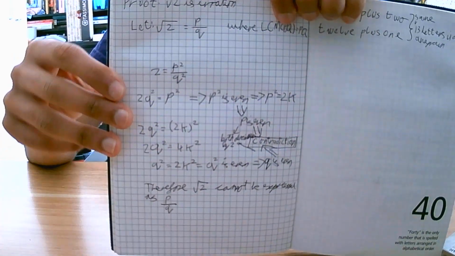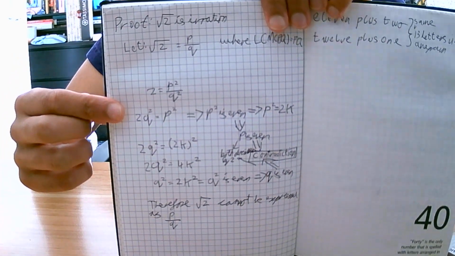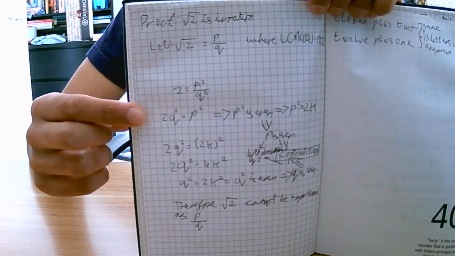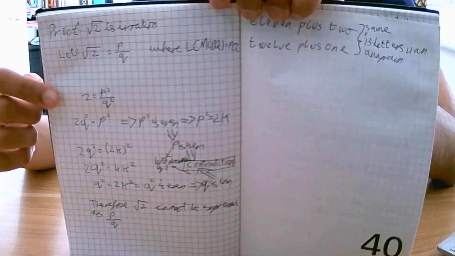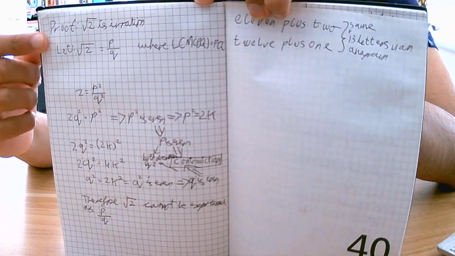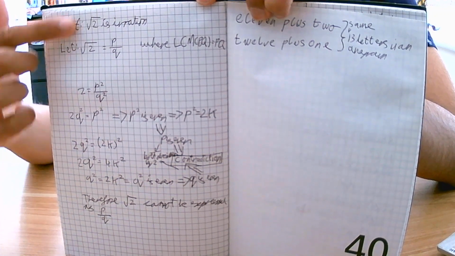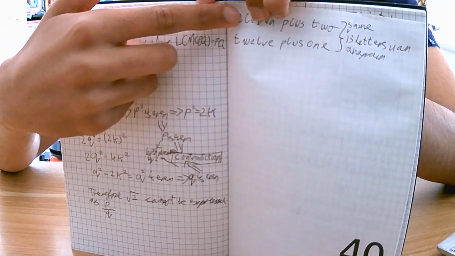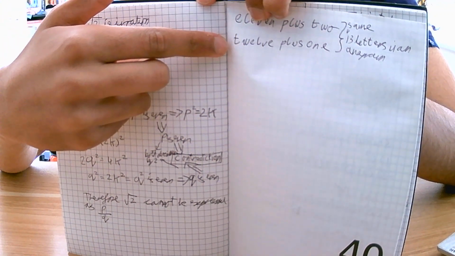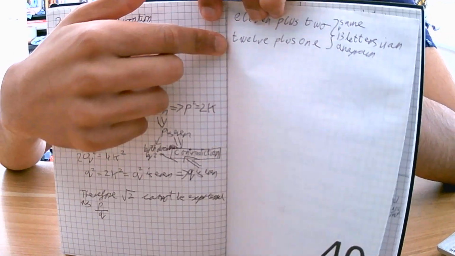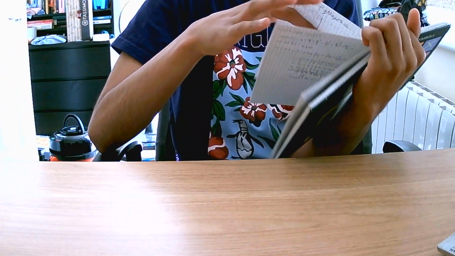Here I prove that the square root of 2 is irrational, and here I point out that 11 plus 2 and 12 plus 1 both have the same 13 letters and are anagrams of each other.